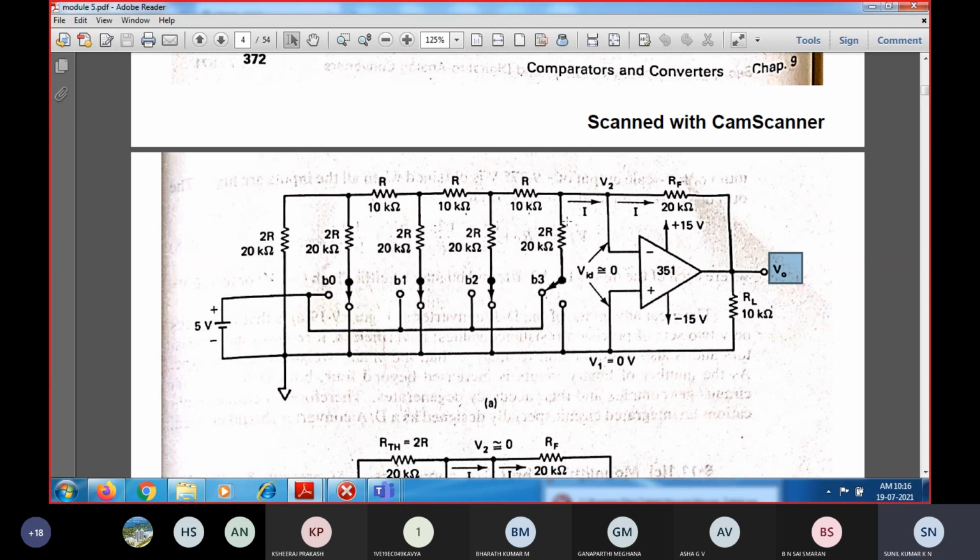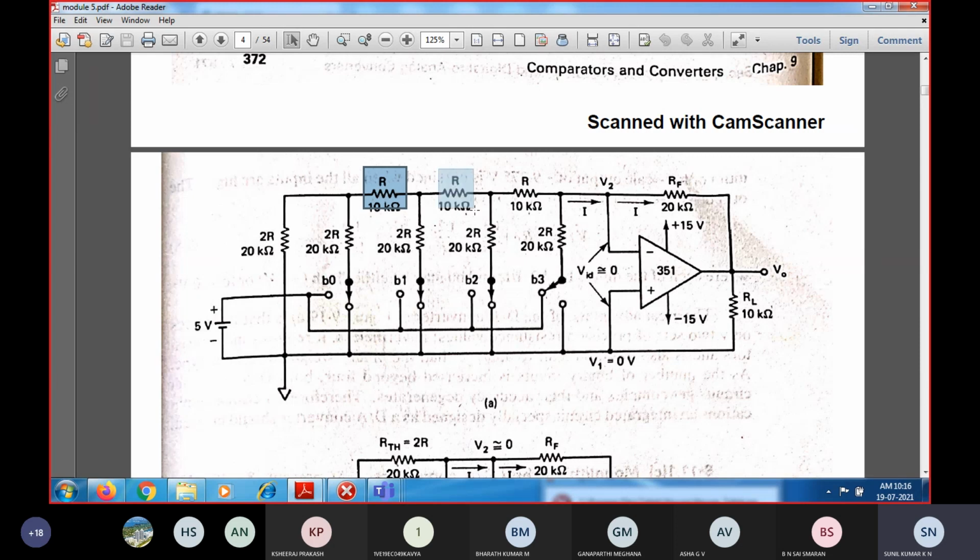If you find the equivalent resistance here, 2R parallel with 2R is 2R into 2R divided by 2R plus 2R, so 4R square divided by 4R, which is equal to R. This equivalent resistance R will be in series with the next 2R, so it becomes 3R again. No wait, it becomes 2R again. Then 2R parallel to R, again the equivalent resistance will be R.